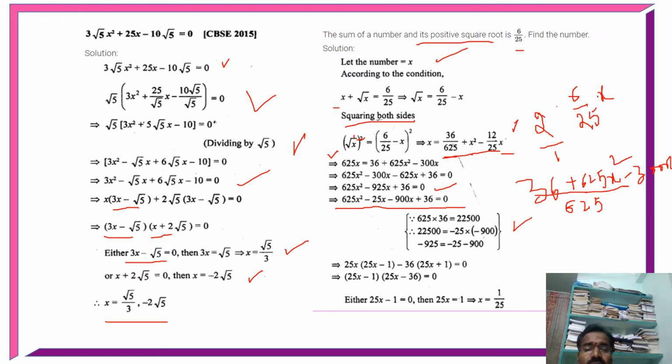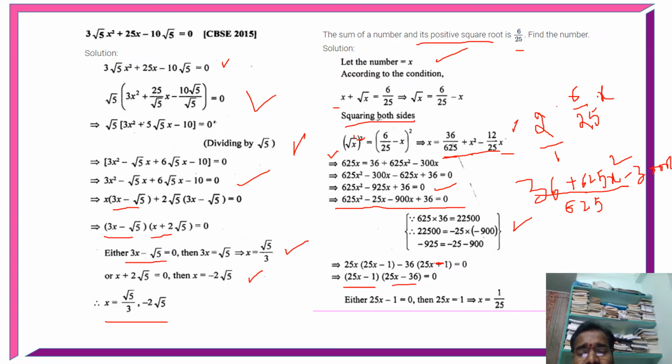We have this value 625 times 36, which is 22,500. After that we wrote minus 25 into minus 900 to get 925. So after simplification, 25x is common: 25x of (25x minus 1) equal minus 36 into (25 plus x). So it is minus x, the sign will change. If you have plus, plus will become minus, minus will become plus. So here plus is there, so it will become minus.